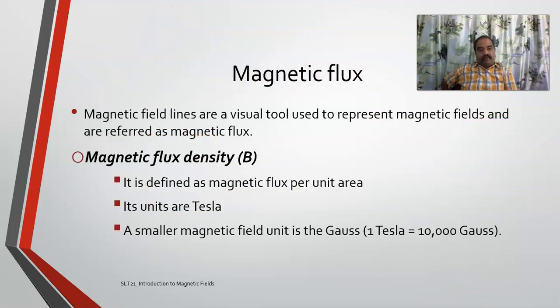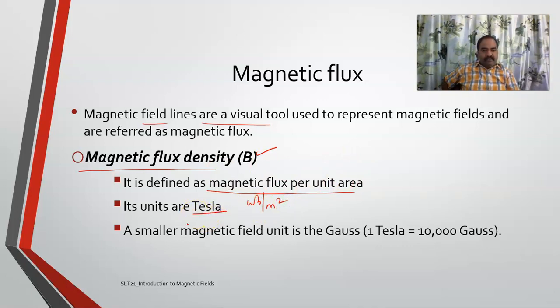Now, as already mentioned, magnetic flux is nothing but magnetic field lines, which are a visual tool to represent the magnetic fields, and they are often measured in Webers. And one particular quantity which is often used to measure magnetic flux is magnetic flux density, represented by the symbol B, and is defined as magnetic flux per unit area. So its units are Weber per meter square, or we can represent it as Tesla.